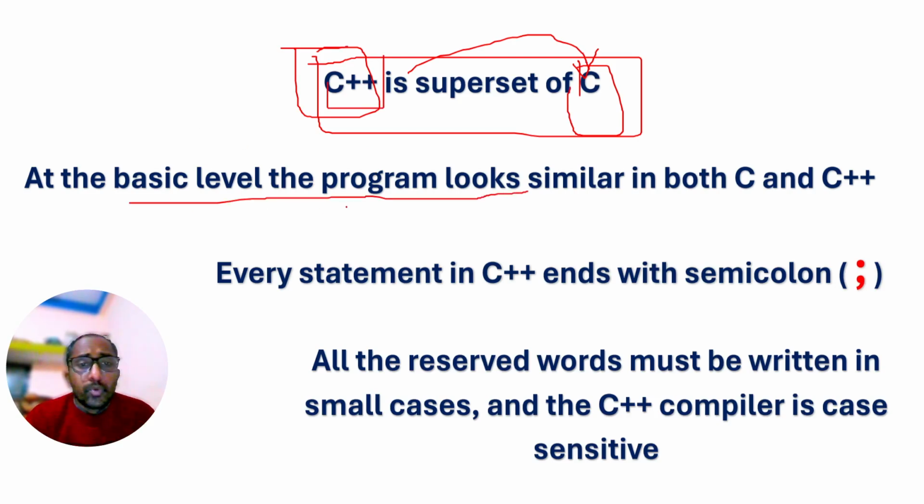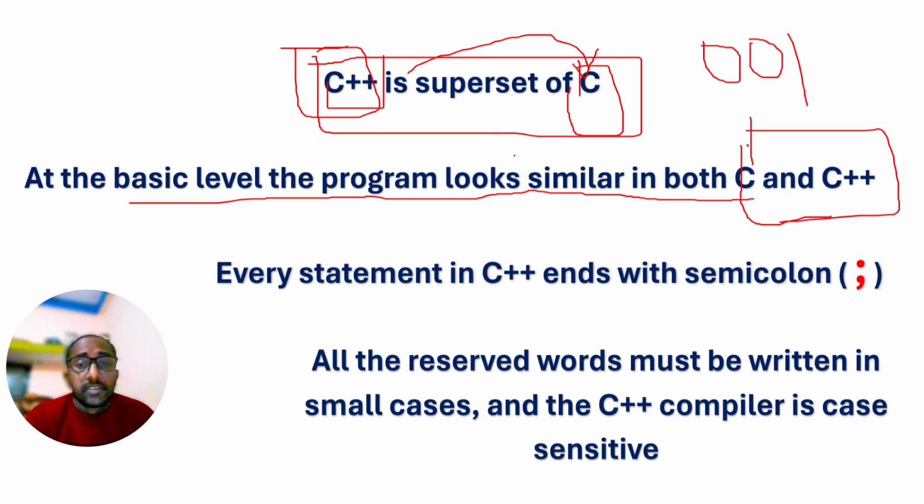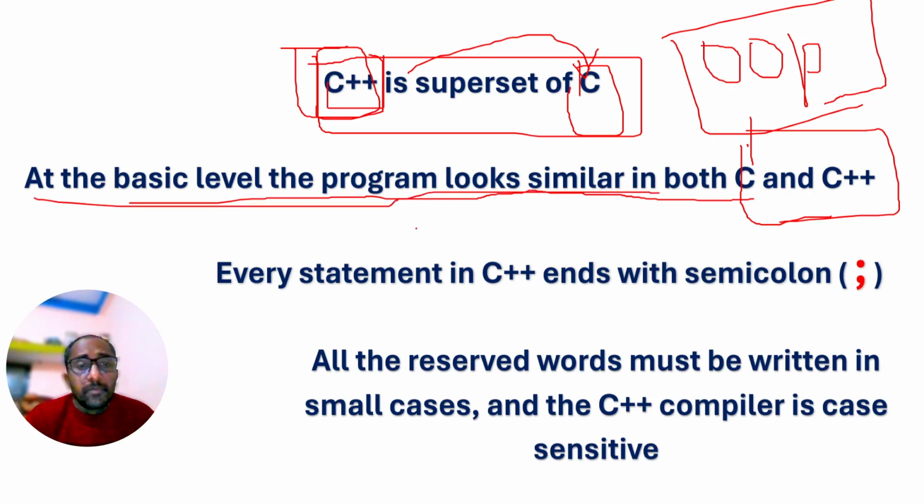At the basic level, the program looks similar in both C and C++. If you learn the basic things, the basic syntax, then both are the same. Some advanced components have been added, just like the OOP concept, the object oriented concept, which was added in C++. At the basic level, it looks similar in both.